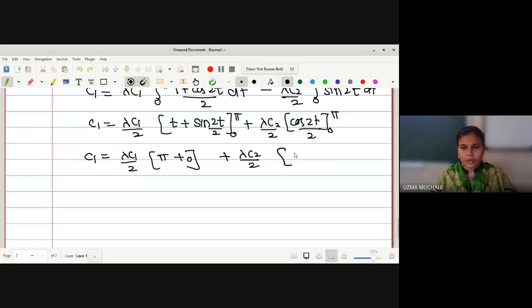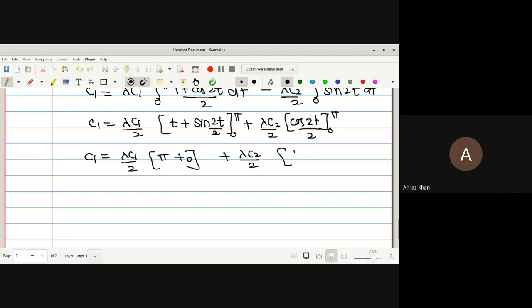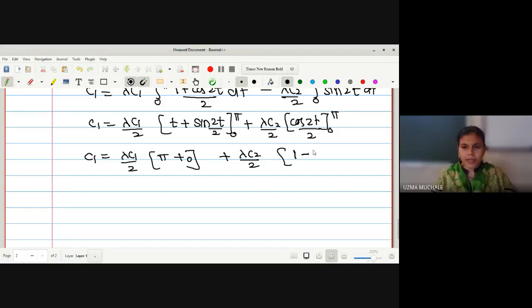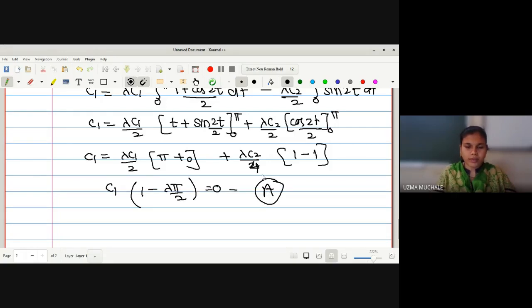What is the value of cos 2 pi? It is 1. 1 minus, this 2 also we can take outside. Again cos of 0 is also 1. So this whole term will be 0. If I take C1 outside, it will be 1 minus lambda pi upon 2 equal to 0. This is our equation A that we have to solve.